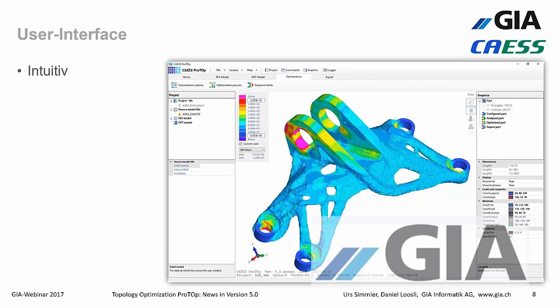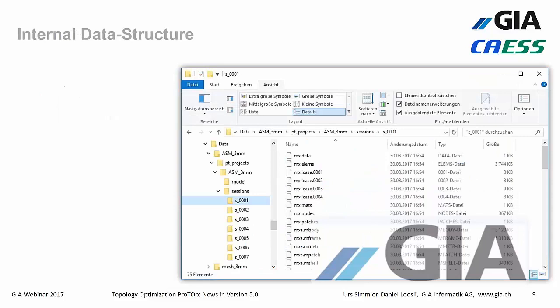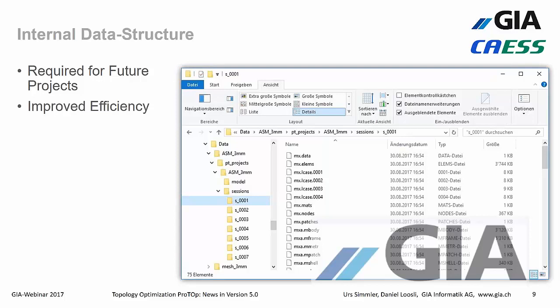They brought in a new interface. I think it's much easier to handle and easier to learn, so the learning curve is quite nice, and I think this interface is much more flexible than before. Besides that, the developers changed the internal data structures. They want to be prepared for future projects. They have quite a lot of ideas of what they can bring into topology optimization in the future, and therefore they restructured this data handling.